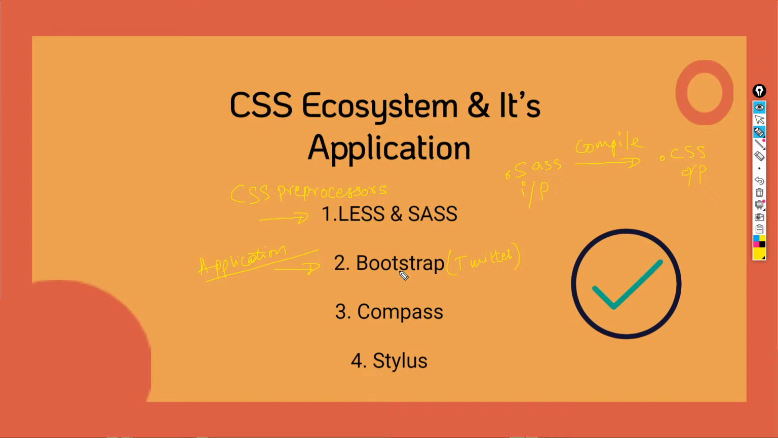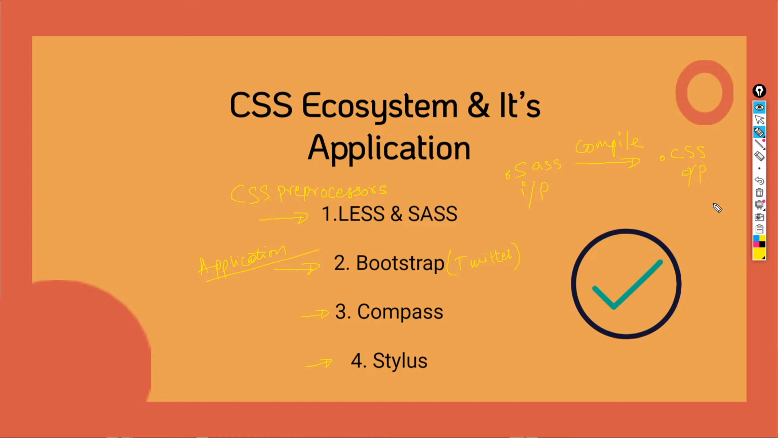So Twitter has gone ahead, written the style sheets, and made them available to you so that you can use them in your project as well. If you want Twitter-like styling, you can make use of Twitter Bootstrap. With Bootstrap, you can also make use of CSS preprocessors. Bootstrap gives you that flexibility, or you can just use the .css file for that matter. Compass, Stylus, these are again different applications of CSS to be used.